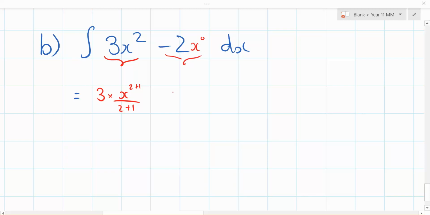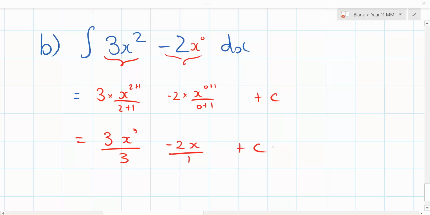So if I were to do this, this would now be a, which is negative 2, and it's multiplied to x to the power of 0 plus 1 over 0 plus 1. Don't forget the plus c. So I did it all individually. Now rewriting it again, it's x cubed on 3. This is minus 2x over 1 plus c.